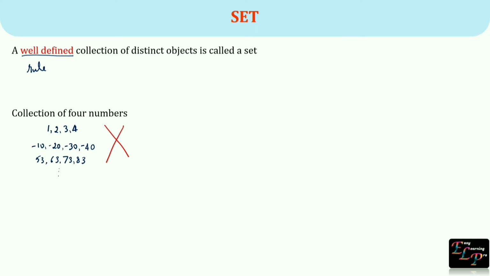Instead, if I say collection of 4 numbers between 10 and 15, now the only possible collection is 11, 12, 13, 14. So this collection is well defined. And we call this collection a set.